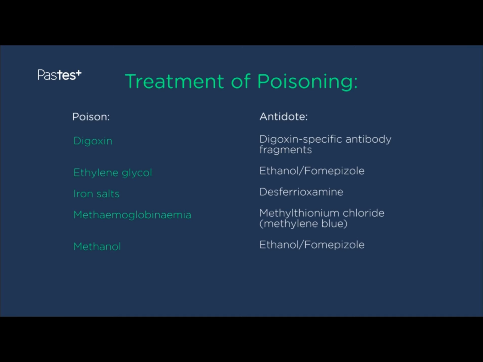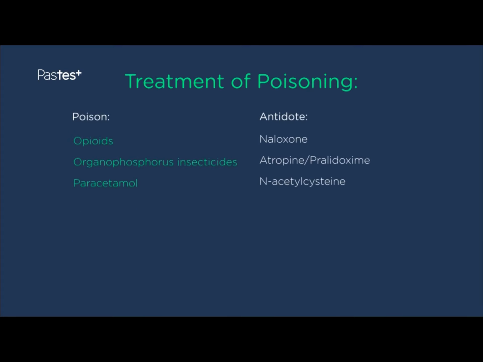Others are listed on the slides over there, where you will see digoxin-specific antibody, which can be used. And for ethylene glycol, similar to methanol, you can use ethanol or fomepizole for the treatment of these. These are alcohols, and you're using ethanol as a competitive antagonist at the receptors. For methemoglobin, you can use methylene blue. And then there you see the organophosphates, which are insecticides, especially in farmers like this gentleman we have just been discussing, where you'd use atropine, or pralidoxime can also be used. For paracetamol overdose, you can use NAC, and we'll talk about that later. For opioids, you would use naloxone.